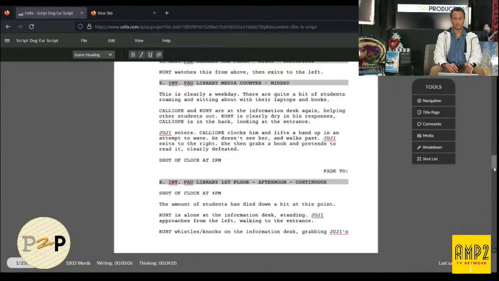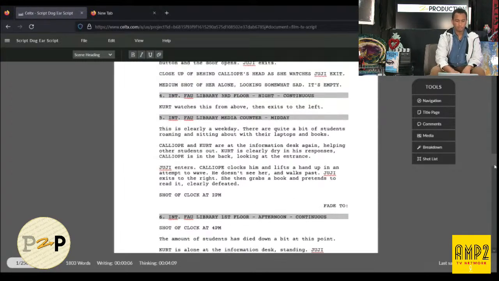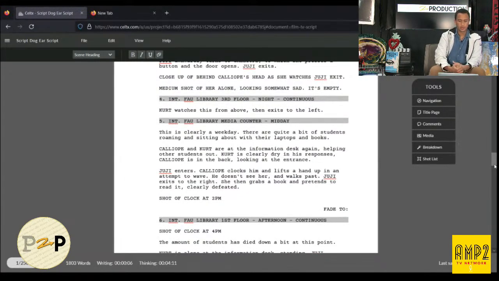Kurt watches from above, then exits to the left. That's another thing. For this part, Kurt watches from above and then exits to the left. The idea was that I wanted him to be more villainous. If you ever notice, a protagonist would probably move left to right. That's because we Americans read left to right, so it's more natural for us to move our necks that way. It's not the same to move your neck from right to left.